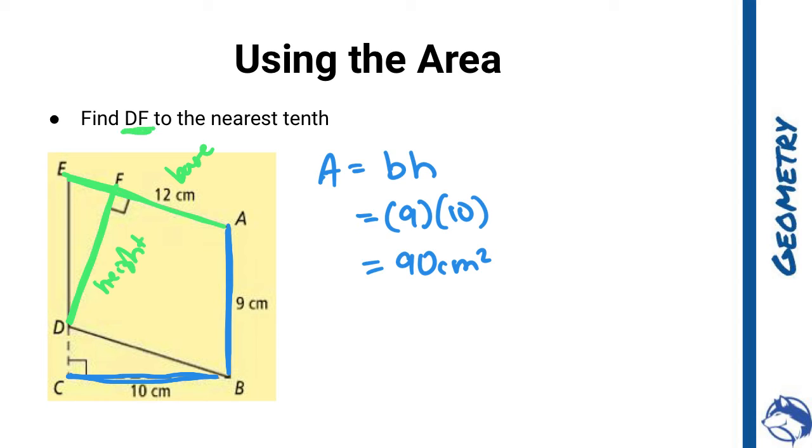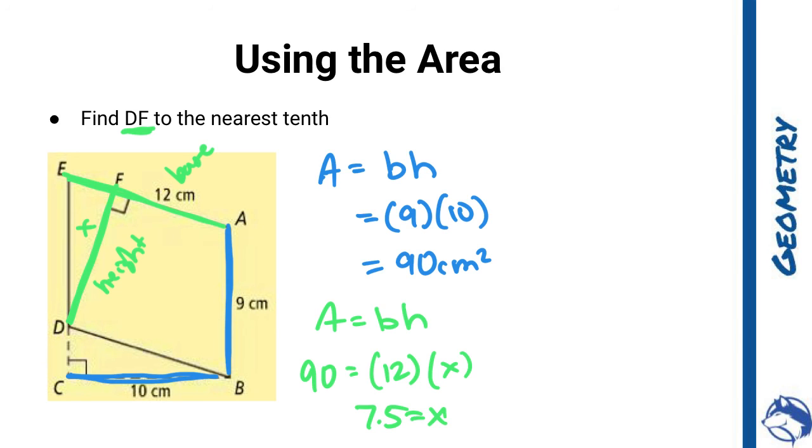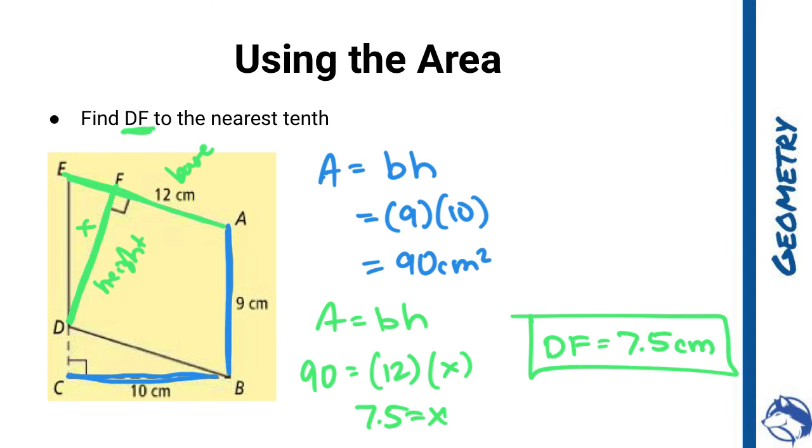Well, what we're trying to find is DF here. So I can just go ahead and use the area formula again, where area is equal to base times height. This time I know the area. The area is equal to 90. My base is equal to 12. And my height, we're going to call that x because we don't know that yet. So when I divide 90 by 12, you're going to end up getting 7.5. So what that means is that the DF is equal to 7.5, and then don't forget your units, has to be centimeters.